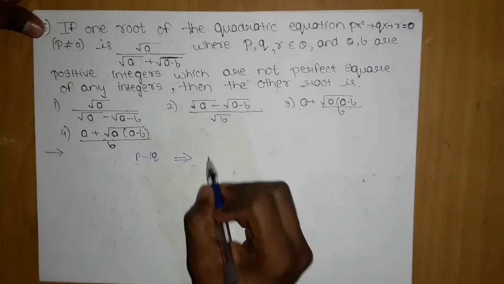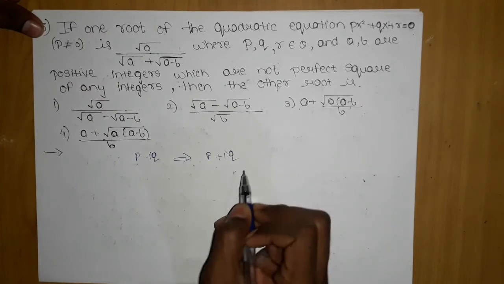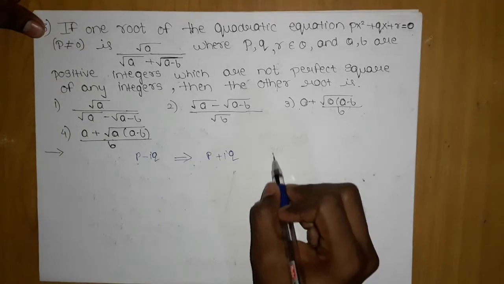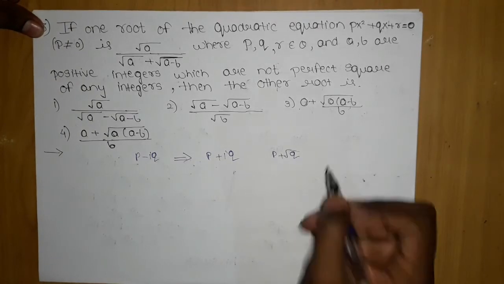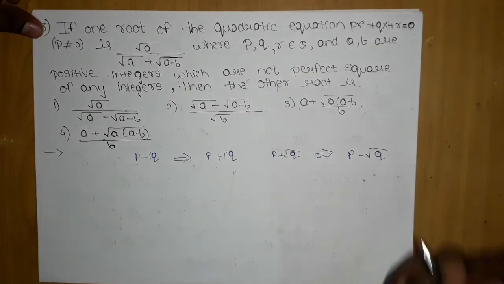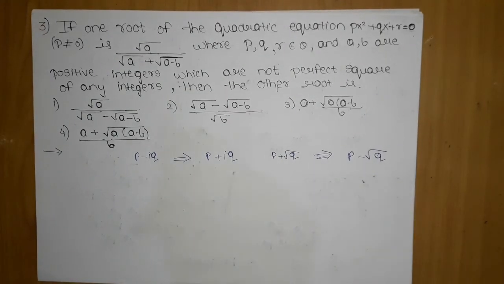and if a complex root exists, they exist in pairs, so p plus iq will also be there as a root. A similar concept goes for irrational roots. If I have p plus under root q, then for sure there will be a root p minus under root q. If you know this, then you will get this answer properly.